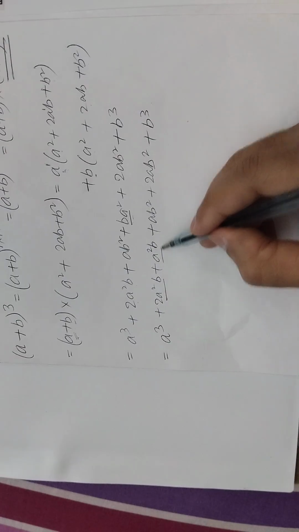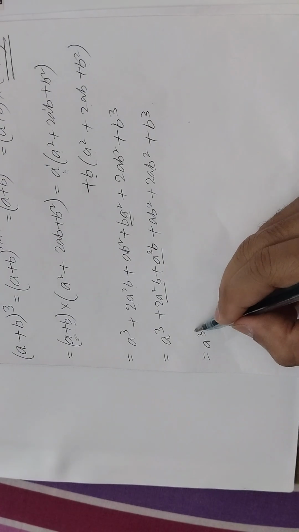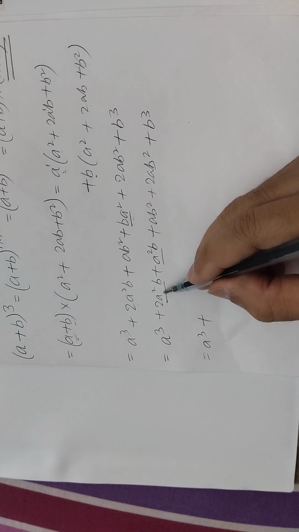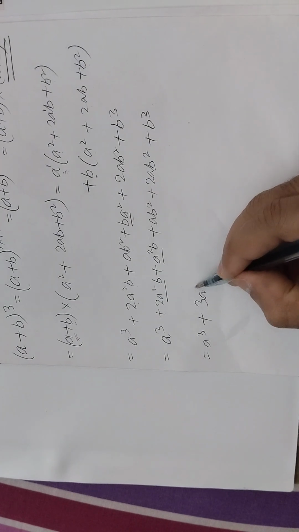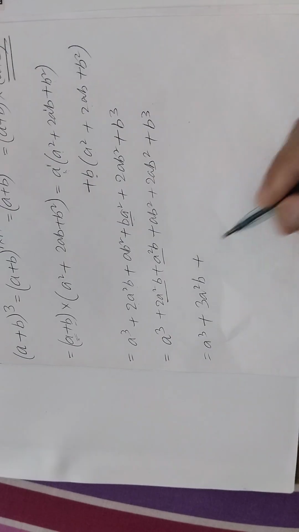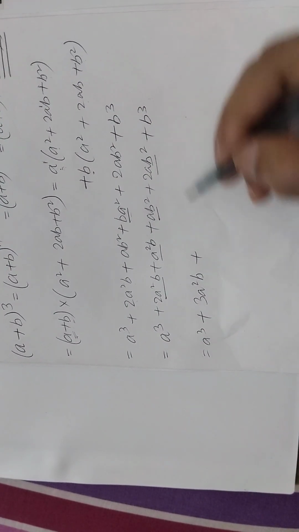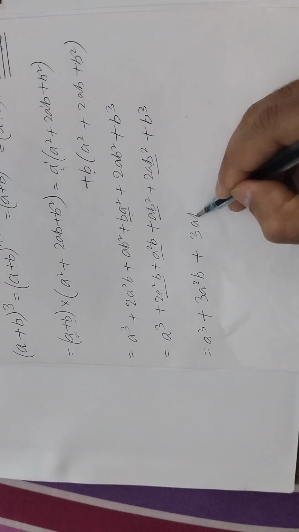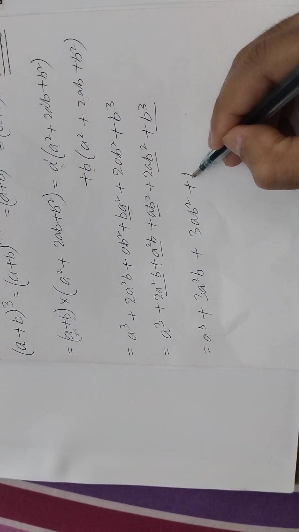Now we add all the common terms. 2a square b plus a square b is 3a square b. We also add these common terms: ab square plus 2ab square is 3ab square, and at the end is b cube.